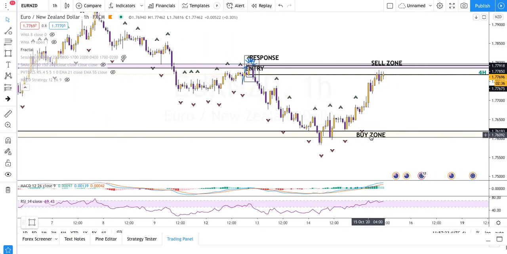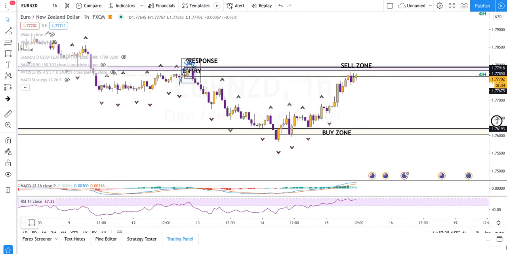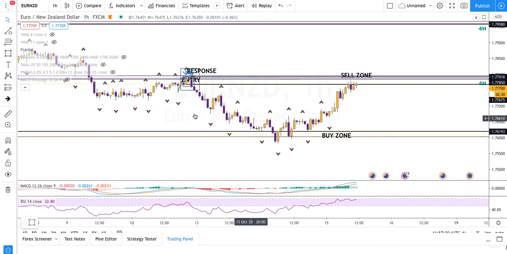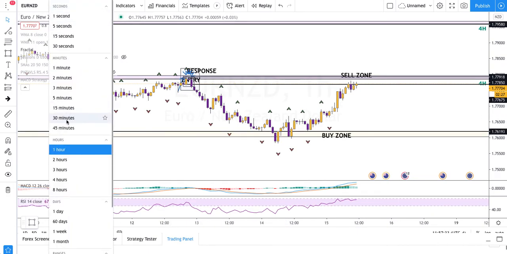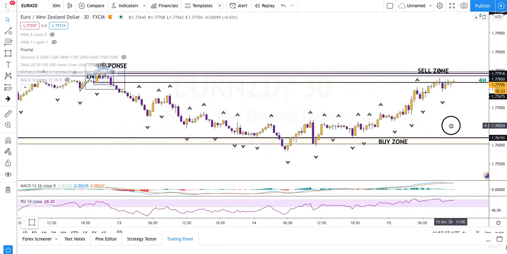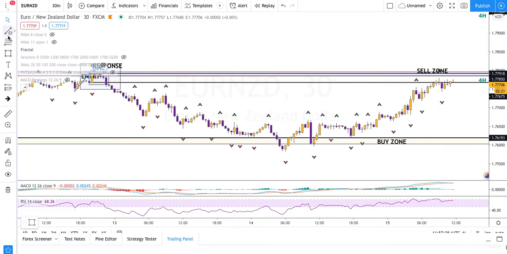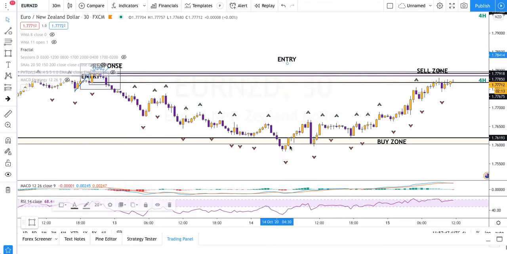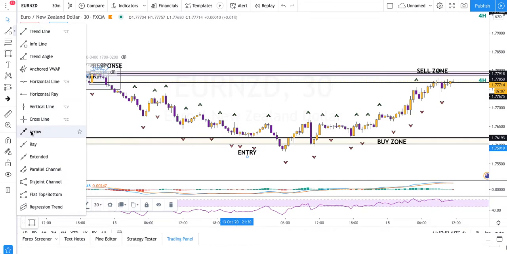Price entered the zone. So let's put our little information here. Price entered the zone right here with this purple candle. So I'm going to go down to the 30-minute chart and let's explore what's occurring. All right. Let's do our entry. Entry. Price entered in right here.